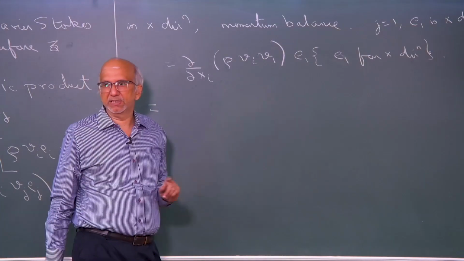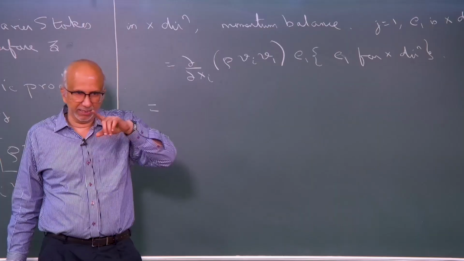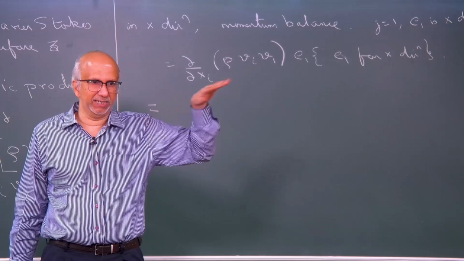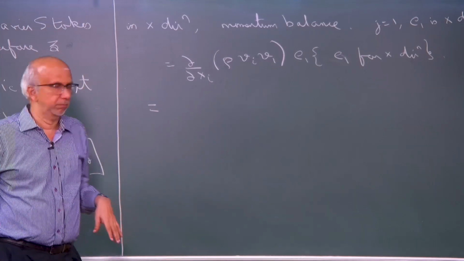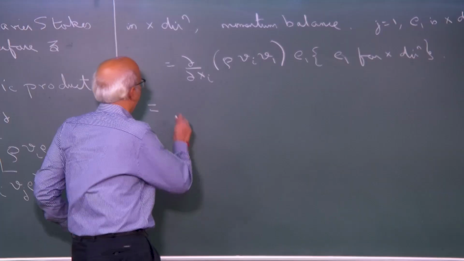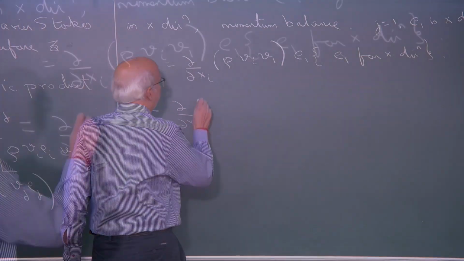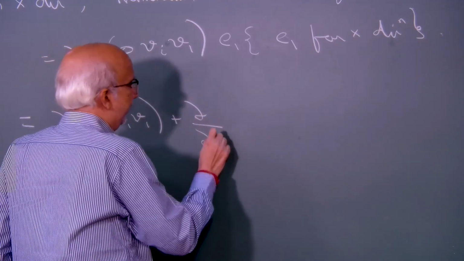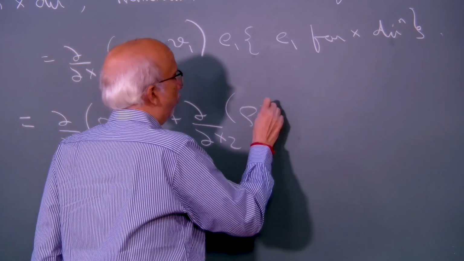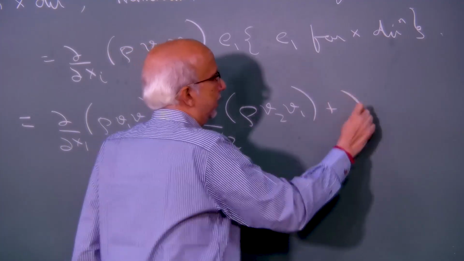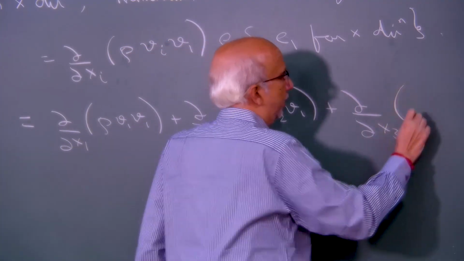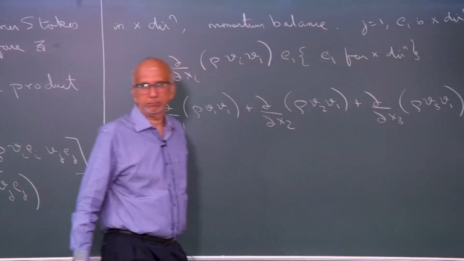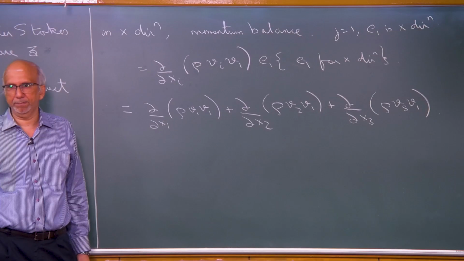Okay, now this is going to be a summation of 3 terms. So, basically I told you totally 9 terms. In each of x, y and z, you will have 3 terms each. Okay. So, what is this going to be? This is going to be d by dx1 of rho v1 v1 plus d by dx2 of rho v2 v1 plus d by dx3 of rho v3 v1. Okay.